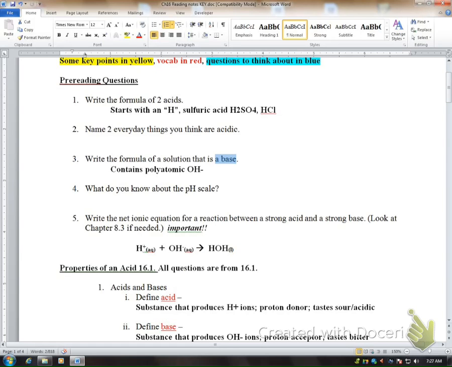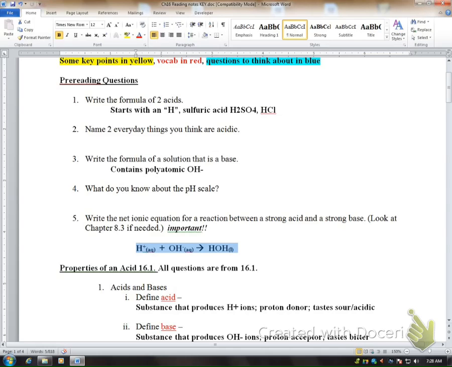Number 5, this is something we have had in a previous chapter. You can see it's in 18.3. This is something that you do need to know. 18.3 is when we went through our different reaction types, and we did have a reaction for acid-base reaction. The H comes from your acid. The OH is the hydroxide that comes from your base. When you put those two together, you have HOH, which is your water.